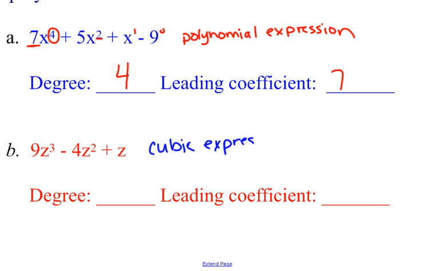I have my highest degree, my highest exponent is a 3. So my degree would be 3, and then the number in front of that would be 9. So my leading coefficient is a 9.